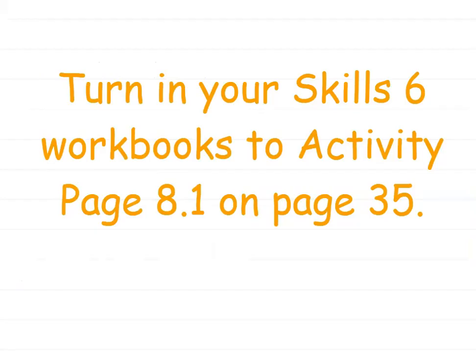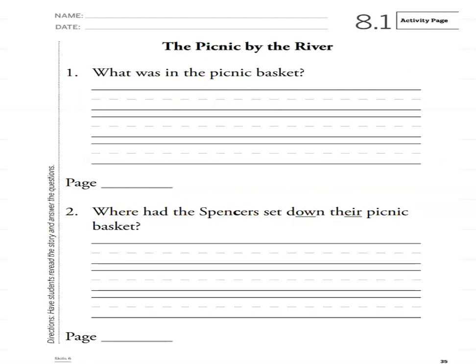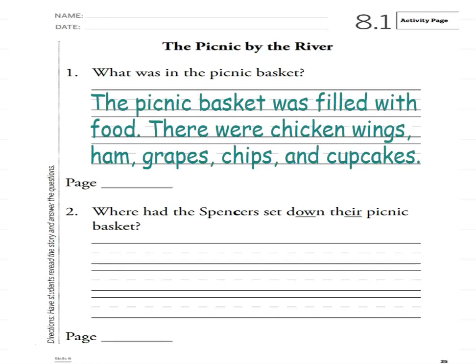Turn in your Skill 6 workbook to activity page 8.1 on page 35. The Picnic by the River. Go ahead and write your name and date on today's paper. Number 1. What was in the picnic basket? The picnic basket was filled with food. There were chicken wings, ham, grapes, chips, and cupcakes. We read that on page 8.